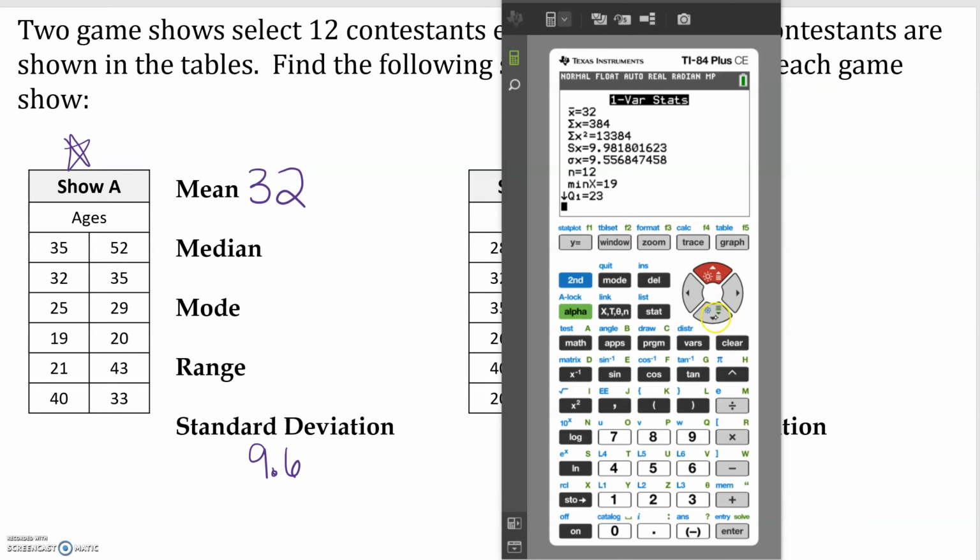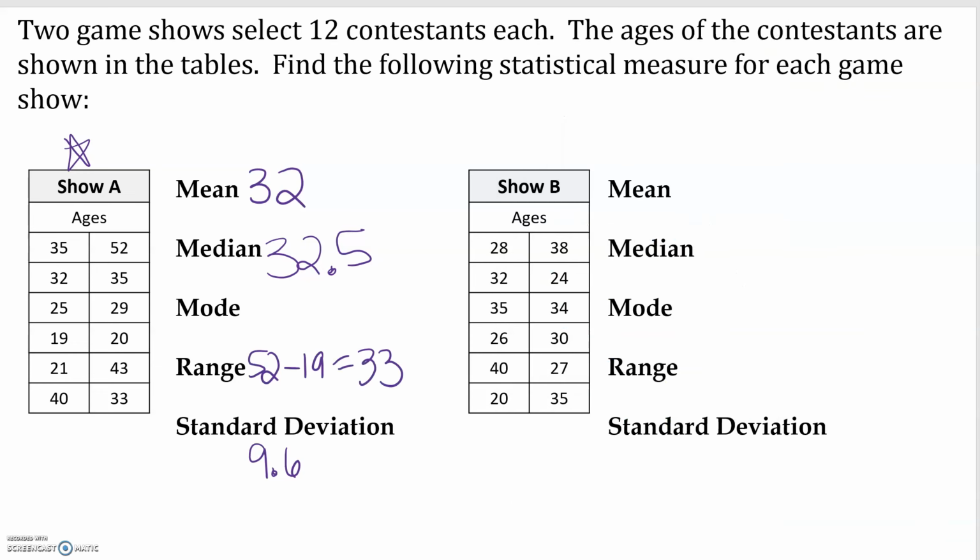Then what I'm going to do is I'm going to scroll down in my calculator because I noticed that it also gives me my median as well as my minimum and my maximum. So that's going to help me find the other values there. So my median is 32.5 and I see that my maximum is 52 and my minimum is 19. So remember, max minus min is going to give me my range. The only thing that we really have to do on our own is the mode. So remember, mode is what occurs most often, and it looks like in this first show of contestants, the only thing that is repeated is 35. So my mode is 35.